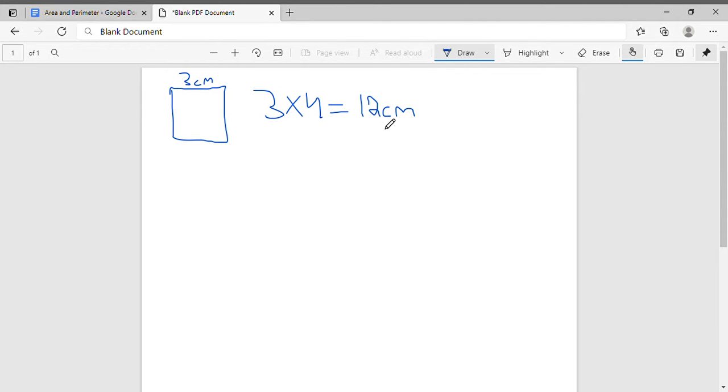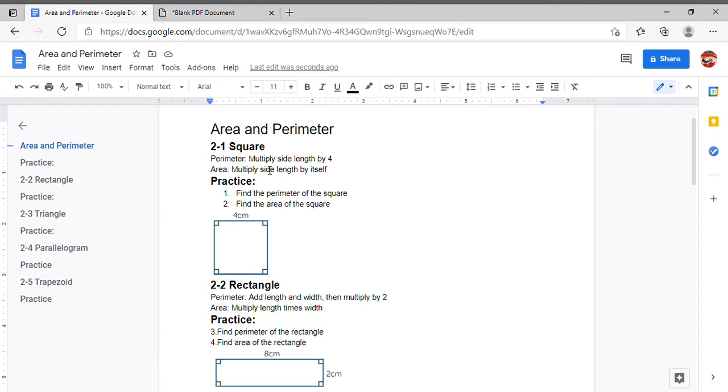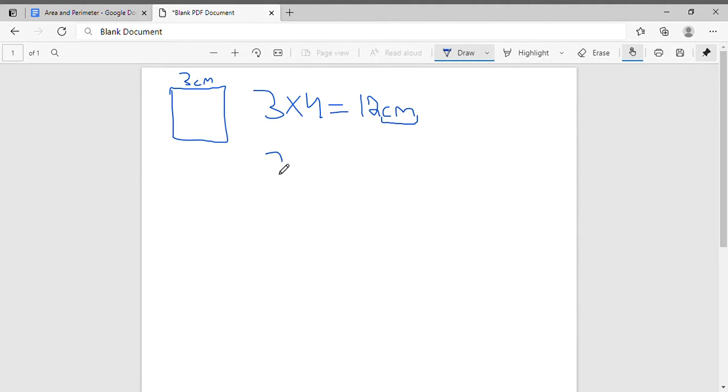Perimeter is always going to be written with the unit afterwards, after the perimeter's number. Always don't forget the units because that's very important. And for the area, we're going to multiply the side length by itself. So 3 times 3, and we're going to get 9. So it would be 9 centimeters squared.